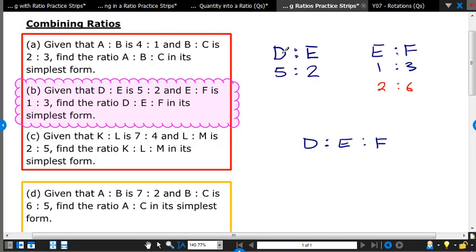So now we have E is 2 here and it's 2 here. So we know D is 5 to E is 2. That's 5 to 2, totally true, right? And when E has a value of 2, F has a value of 6. Boom. That's it. It's as easy as that. Just make sure that E, which occurs twice, has the same value in both. So we multiply by 2 here to make sure that's 2 and this is 2. Hope that makes sense.